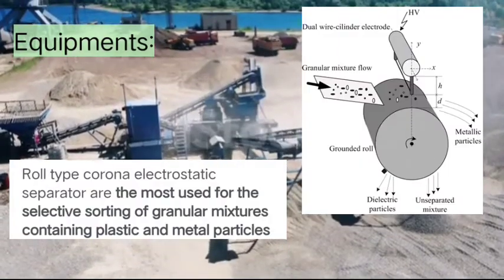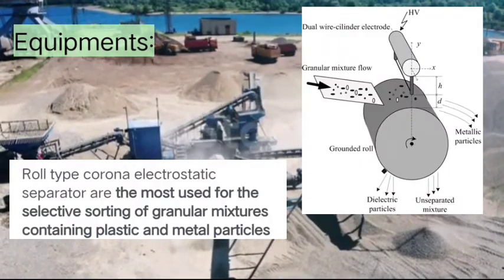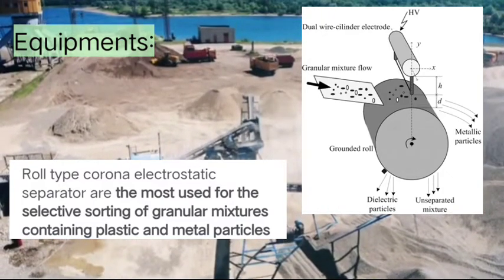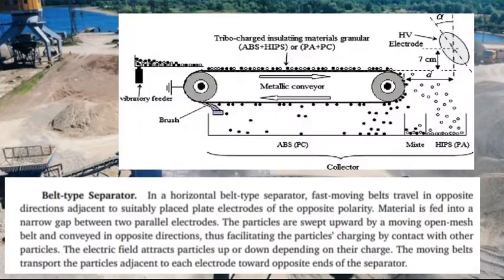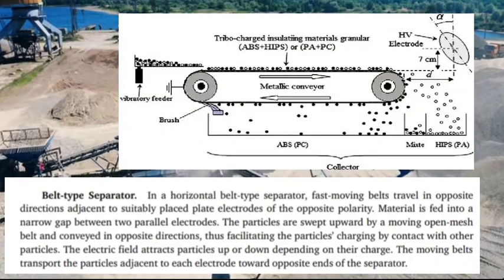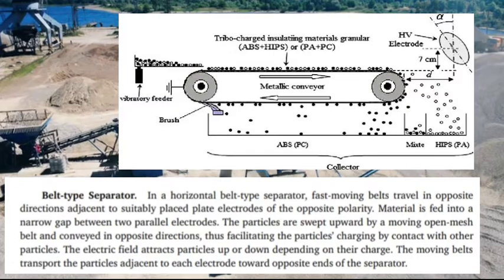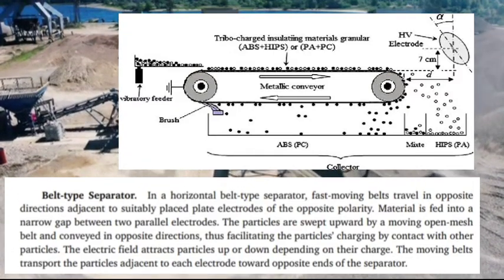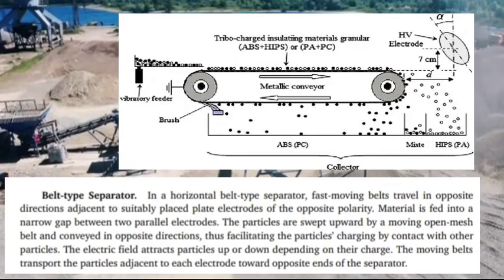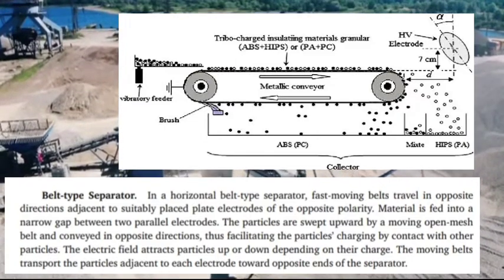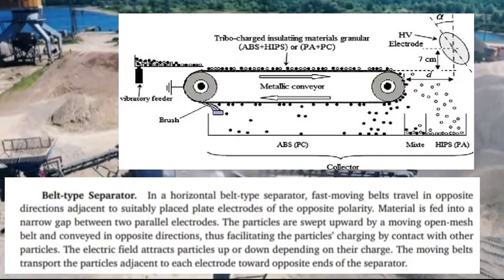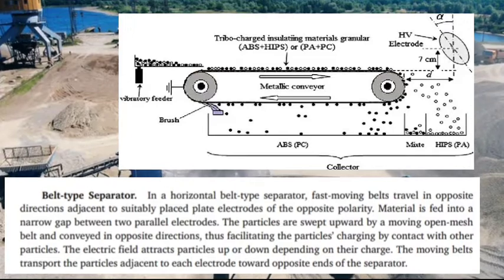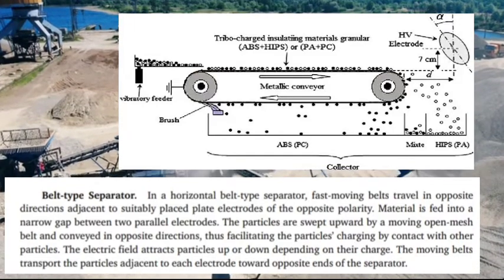Equipment: roll-type corona electrostatic separators are the most used for the selective sorting of granular mixtures containing plastic and metal particles. Belt-type separator. In a horizontal belt-type separator, fast-moving belts travel in opposite directions adjacent to suitably placed plate electrodes of the opposite polarity. Material is fed into a narrow gap between two parallel electrodes. The particles are swept upward by a moving open mesh belt and conveyed in opposite directions, thus facilitating the particles charging by contact with other particles.